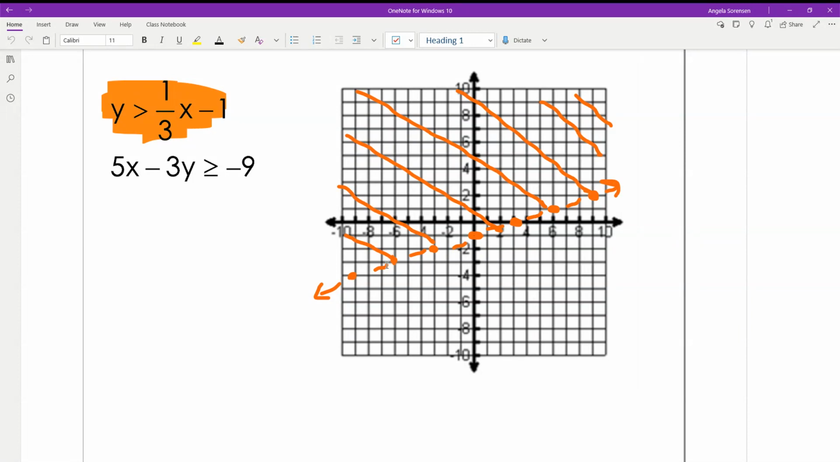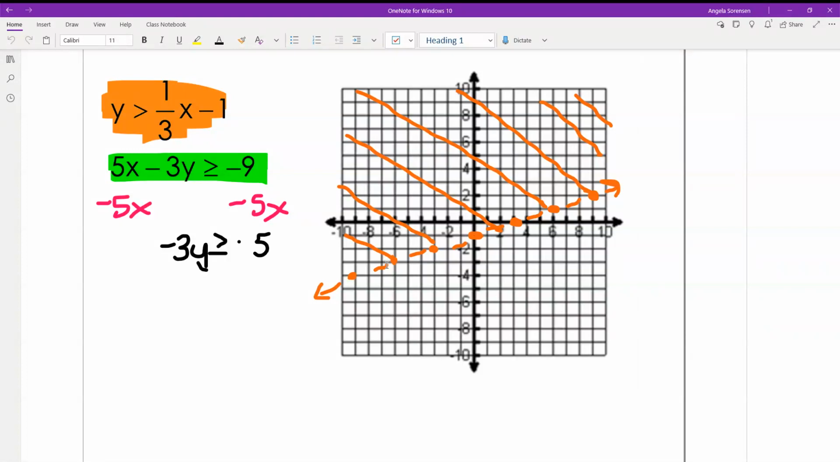This second equation, though, is not in slope-intercept form, so I need to solve for y. What's my first step to solving for y? Subtract 5x. So I get -3y greater than or equal to -5x minus 9. Then what?